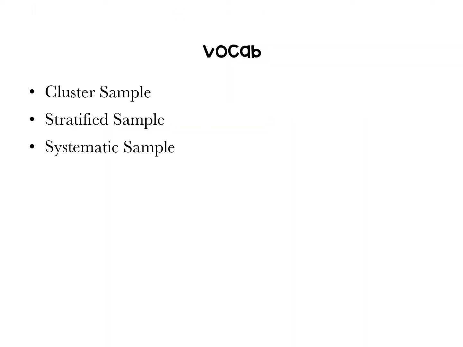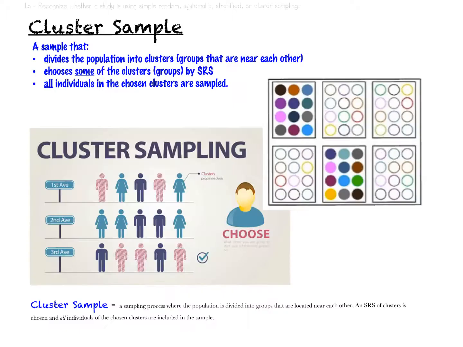For this section, we only have 3 vocab words that we're going to be talking about that are new: cluster sample, stratified sample, and systematic sample. So be listening for those as we work through this lesson.